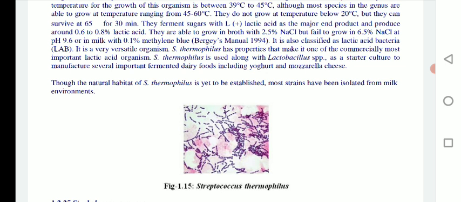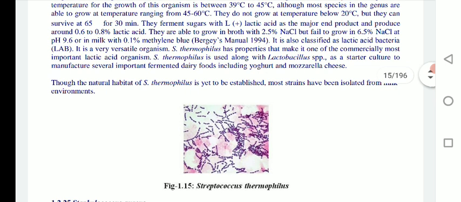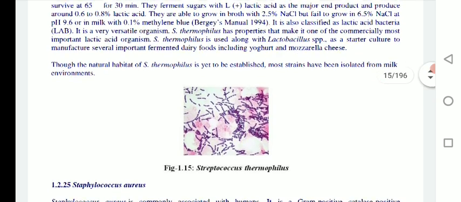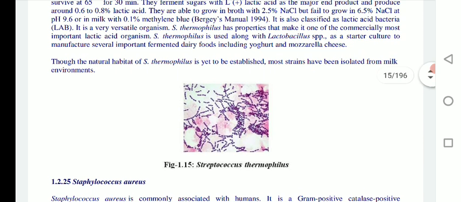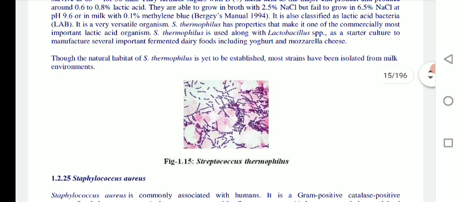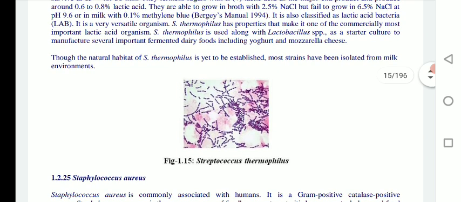That's why it is categorized under lactic acid bacteria, which is designated as LAB. It is a very versatile organism. So Streptococcus thermophilus has properties that make it one of the commercially most important lactic acid producing organisms. Then Streptococcus thermophilus is used along with Lactobacillus species as a starter culture to manufacture several important fermented dairy products including yogurt and mozzarella cheese.